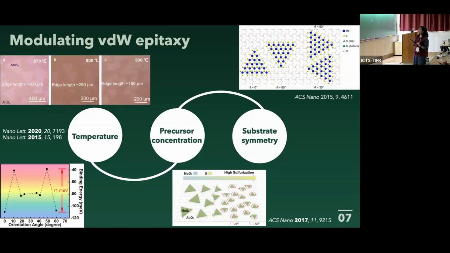So the third important point is the substrate symmetry. Why do we have certain directions which are preferred?